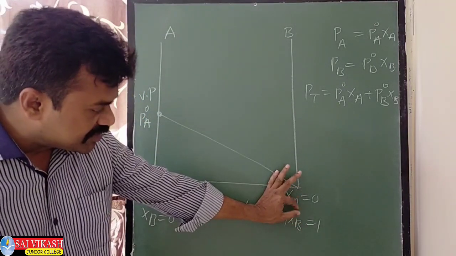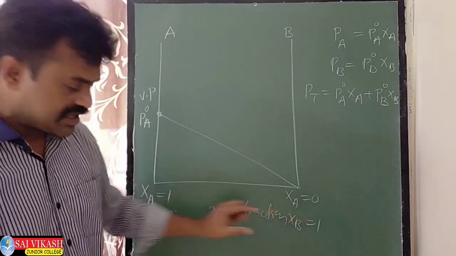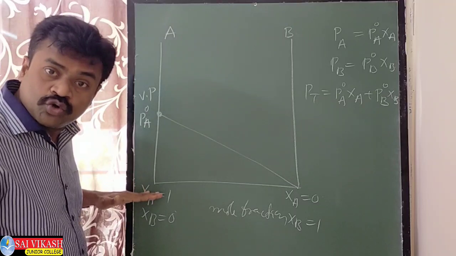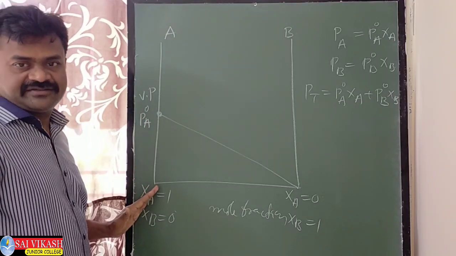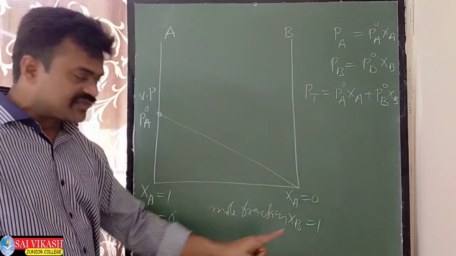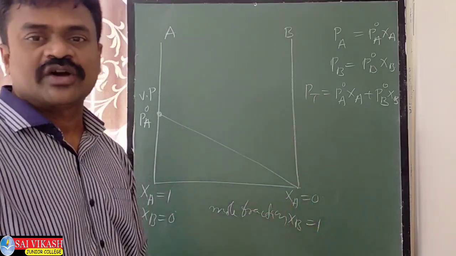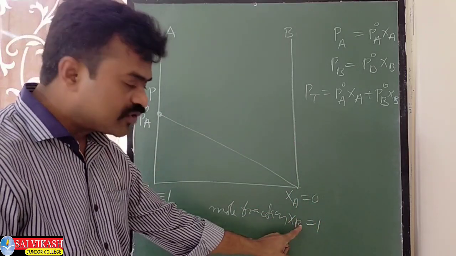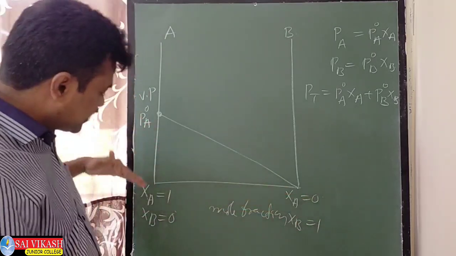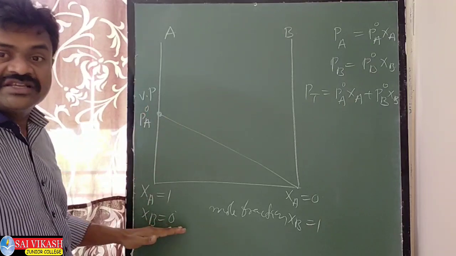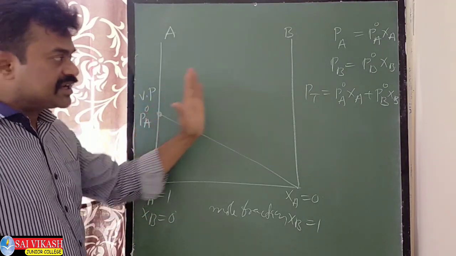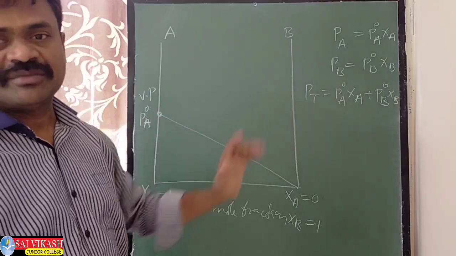Here also the sum of the mole fractions is equal to 1. But here only component A is there. Here only component B is there. That's why the mole fraction of B will be 1 here. Here the mole fraction of B will be 1, XA will be 0. But here XA will be 1, XB is 0. Here only the mole fraction of A is there, here only the mole fraction of B is there.